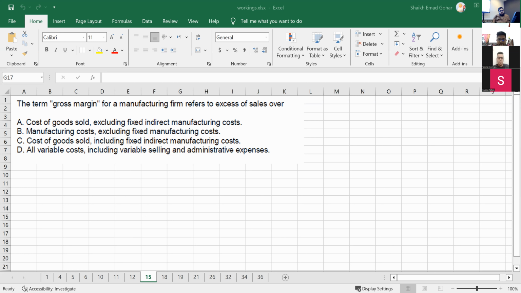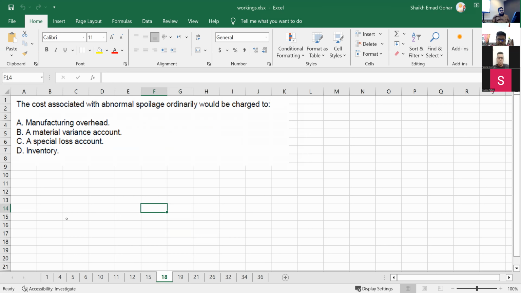If it were contribution margin, then they would not say cost of sale. They would say something like variable cost of sale. And they will not say gross margin. They will say contribution margin. Right, everyone? So what is the answer here? C is the answer.